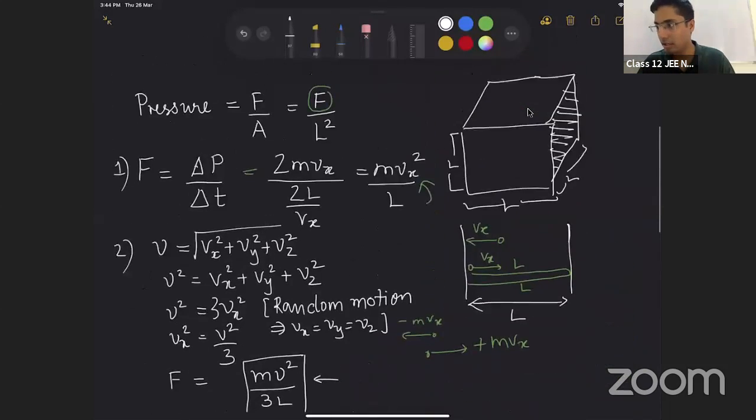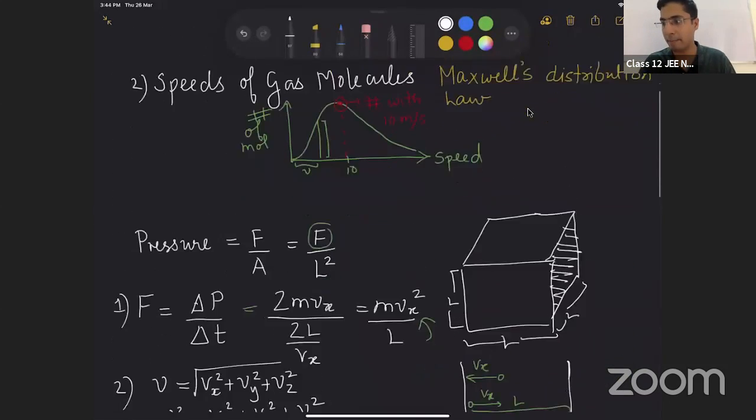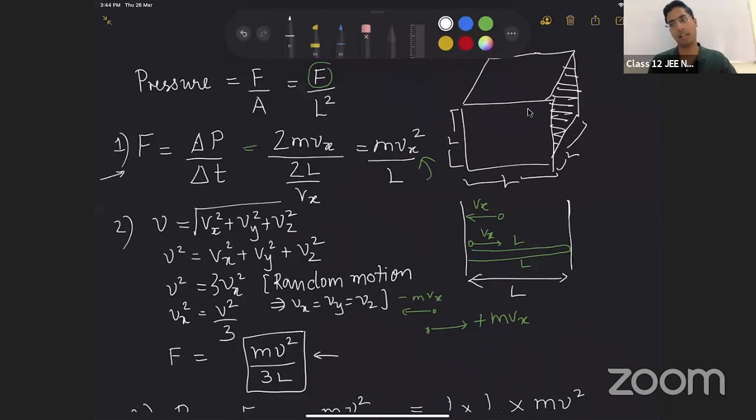We basically saw first step, force is delta P by delta T, which becomes mvx square by L. Second step, we said that because all motions are equally likely, Vx is Vy is Vz, hence Vx square is V square by 3, because V square becomes 3Vx square. If we substitute that in the first expression, we get F is mv square by 3L.